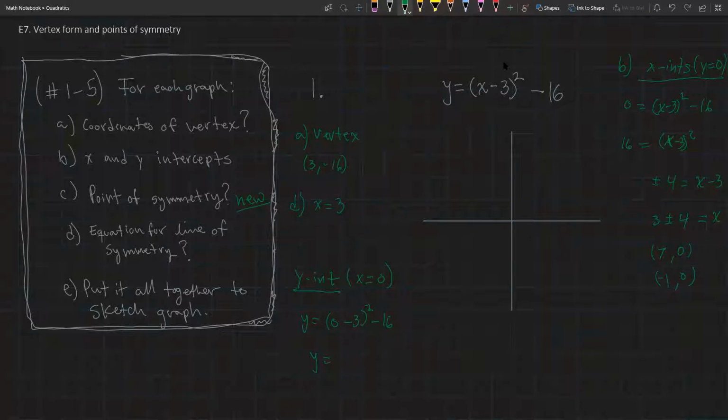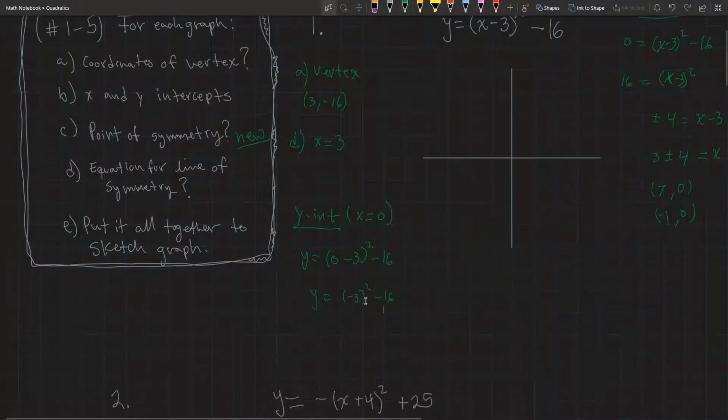And that just becomes negative 3, like this, negative 3 squared. So again, I'm going to stop showing that every time. So therefore we get 9 minus 16, which is negative 7. All right, and that simply becomes the point (0, -7). Don't forget the x value was 0.